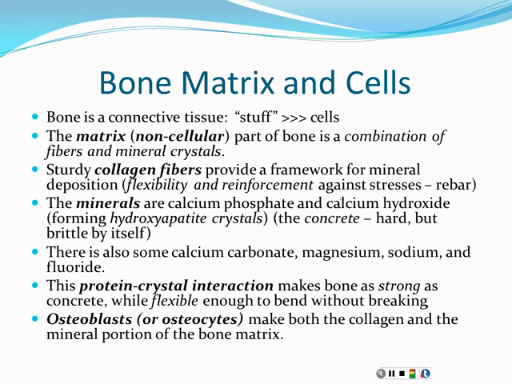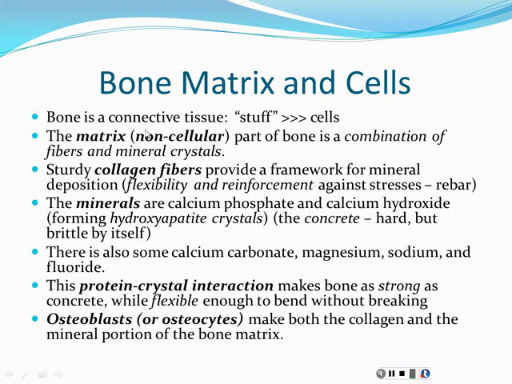All right, so bone is a connective tissue. Now, we learned in chapter 4 that a connective tissue has a lot more stuff than cells. Unlike an epithelial tissue where most of the tissue's mass is made up of cells, in a connective tissue it's the opposite. Most of the tissue's mass is made up of something else besides cells. And the non-cellular component of a connective tissue we call the matrix.